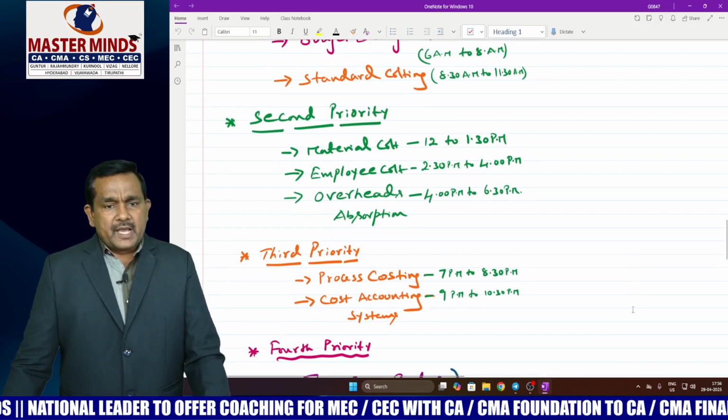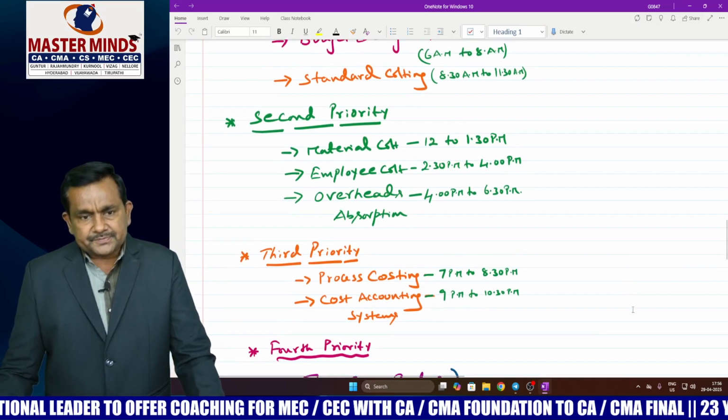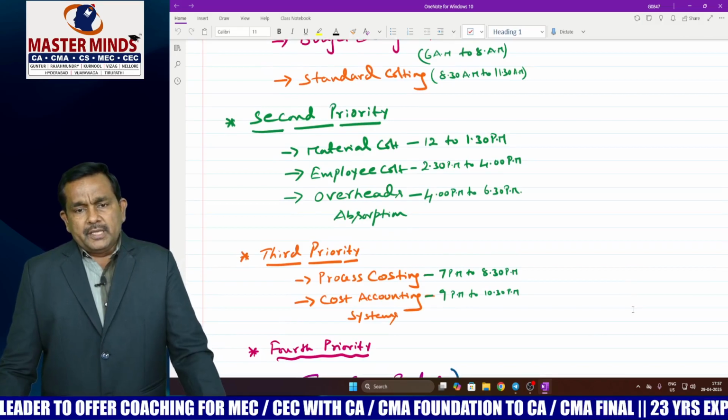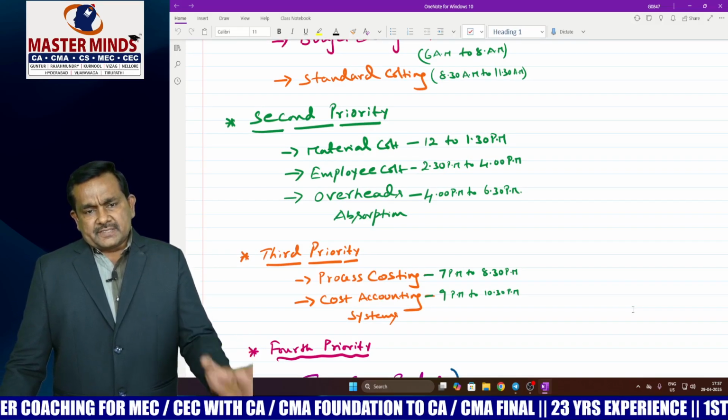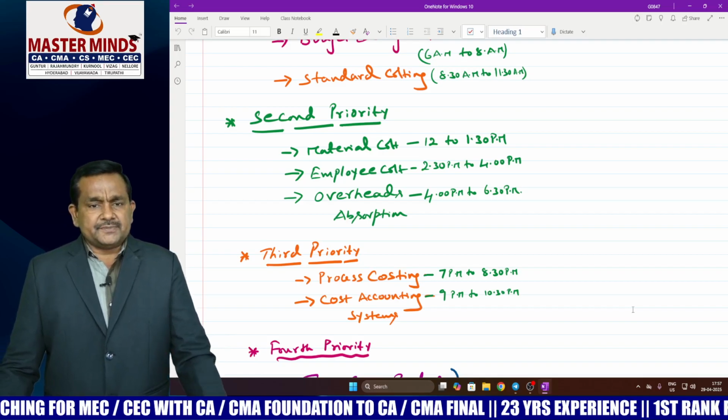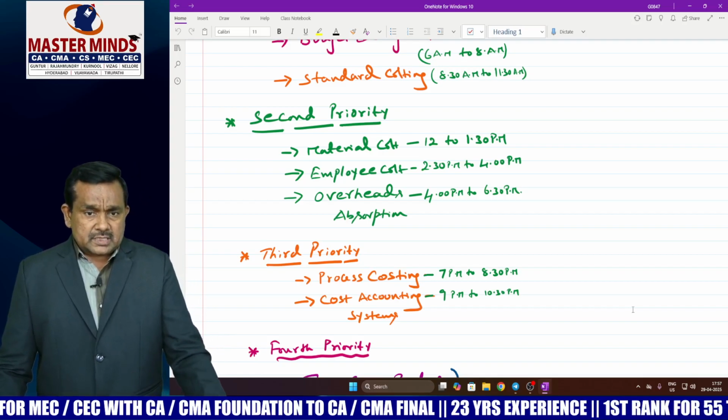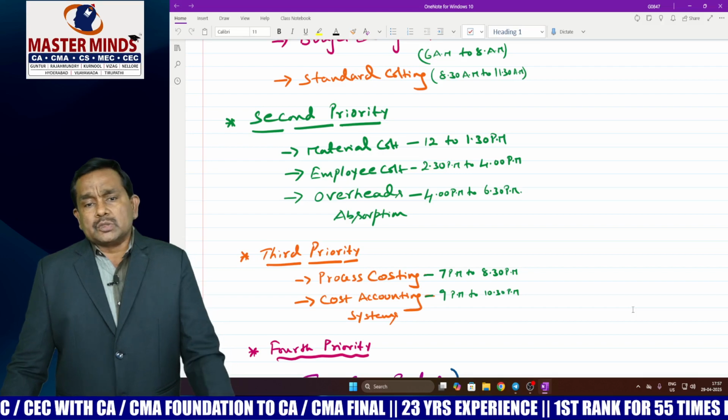Next, second priority: material cost, employee cost, overheads. These are the basic chapters. Fundamentals: how to control the material cost, how to control the employee cost, how to control the overheads.